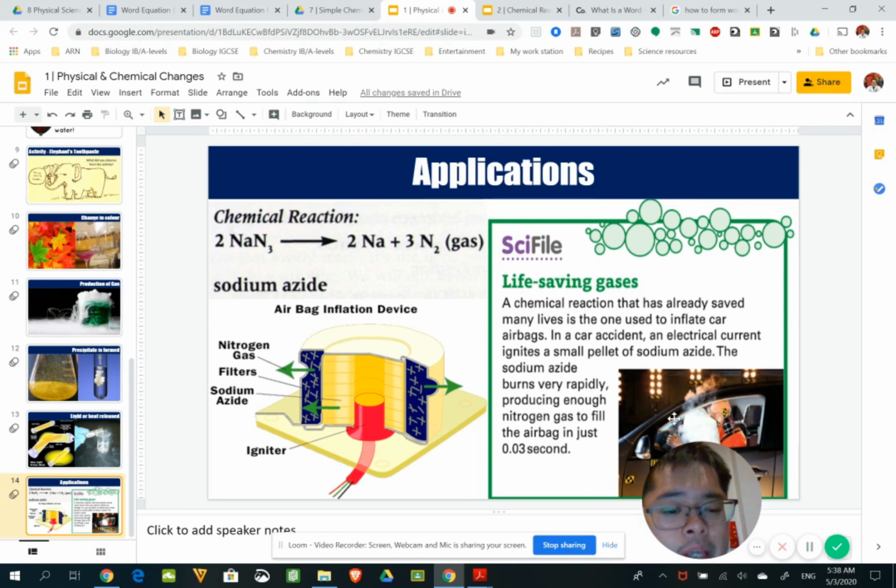You can read this on your own, and this information is found on your Google Classroom. Just go through the slides. I will tell you which textbook later in class so that you can refer to it to know what a physical and chemical change is.